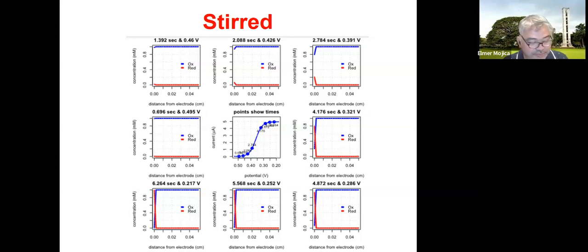So we could say, what is the effect of stirring on the concentration gradient? What does it do? Does stirring aid in the analysis?